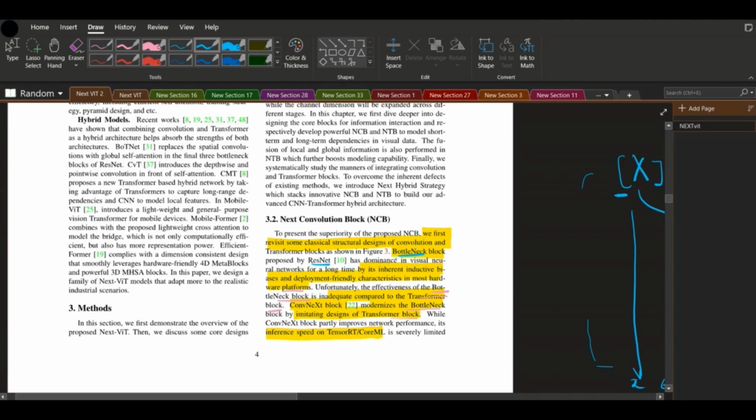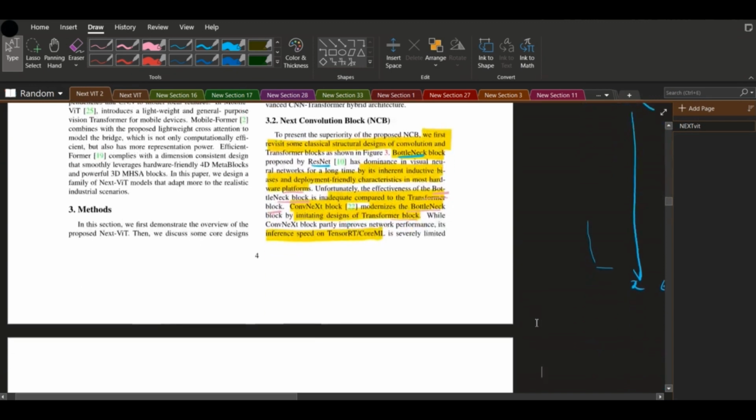Anyway, they realized that, okay, with this bottleneck, although it had its dominance in visual networks for a long time, because of its inherent inductive bias and deployment-friendly characteristics, however, the effectiveness of this bottleneck is inadequate compared to the transformer block. Even the ConvNeXt block tried to modernize the bottleneck by imitating the design of the transformer block. So what they're saying is that the transformer model is still quite superior.